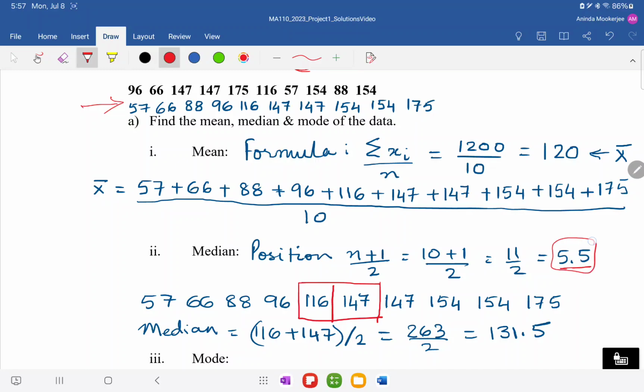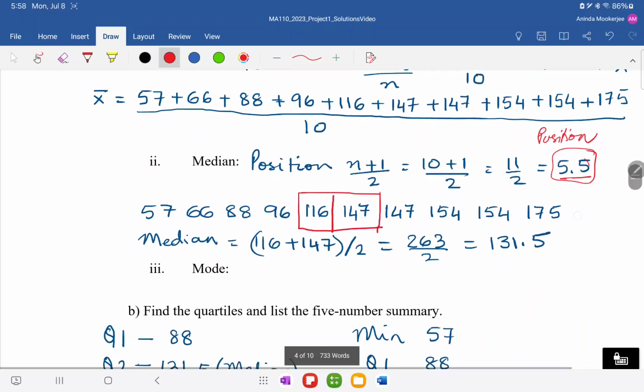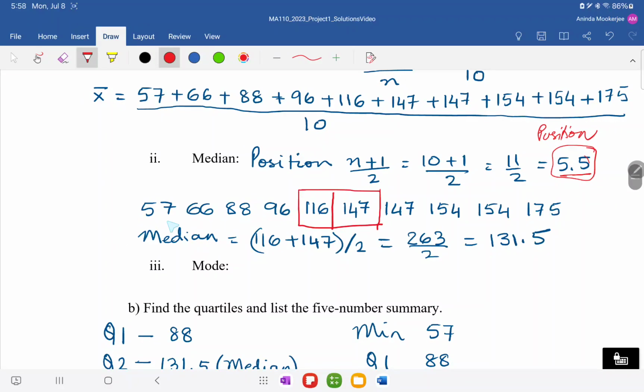This is the position. Make sure you don't write this as the median. No, this is the position, 5.5. So once I have the position, I'm going to walk through my list. So 1, 2, 3, 4, 5, and then 0.5 is between 5 and 6. So what you have to do is take these two values around the position and find their average. So this is what we did here. I've shown my work again.